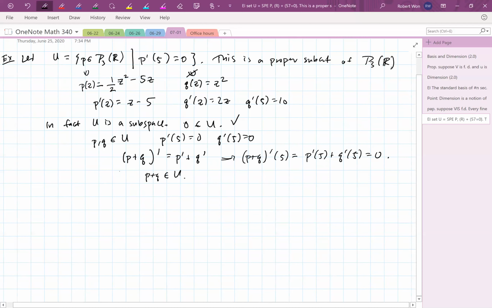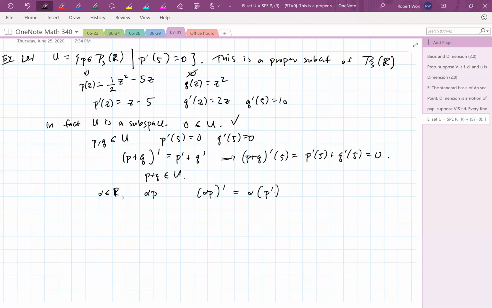Yeah, which shows that U is closed under sums. And then finally, if you take any scalar alpha in R and you consider the polynomial alpha P, this is again a new polynomial, you've scaled it. But you learned in calculus that if you multiply a function by a scalar and take its derivative, it's the same thing as multiplying the derivative by a scalar. Right? You can pull scalars out of differentiation.